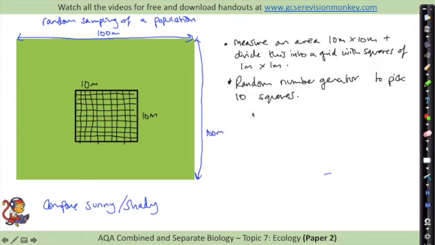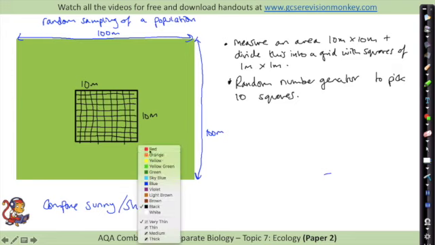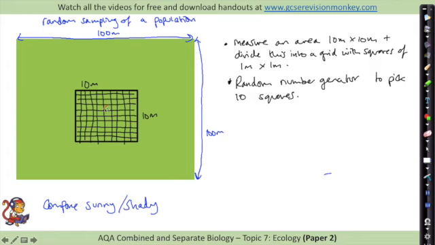So we can use a random number generator. For example, if we assigned these squares from top left to bottom right, 1 to 100, so we'd go along and say that was 1, 2, 3, 4, 5, 6, etc. We could then use our random number generator and say, for example, that it picked out 10 squares at random.